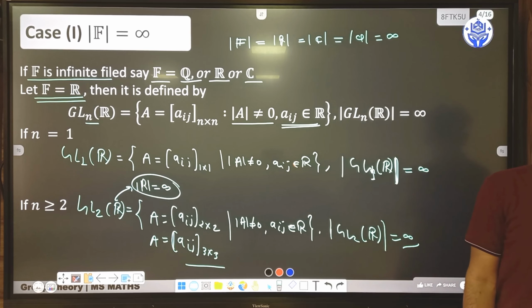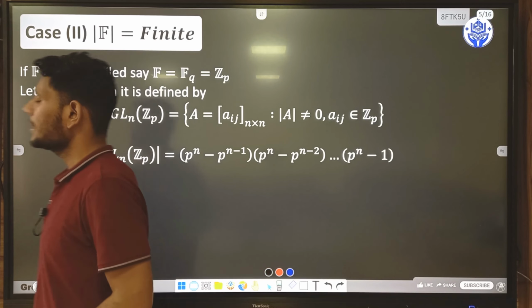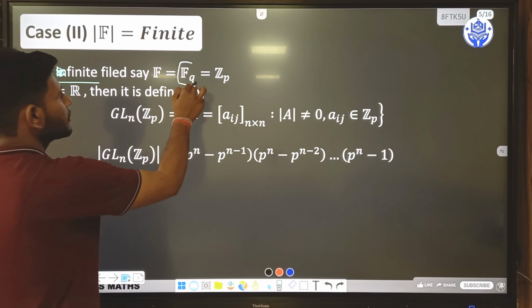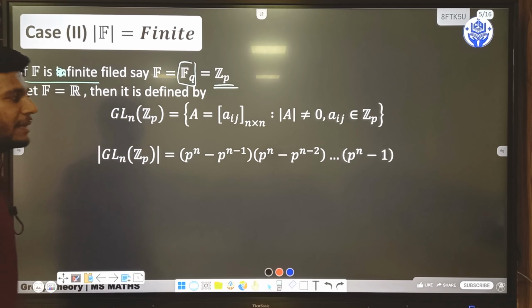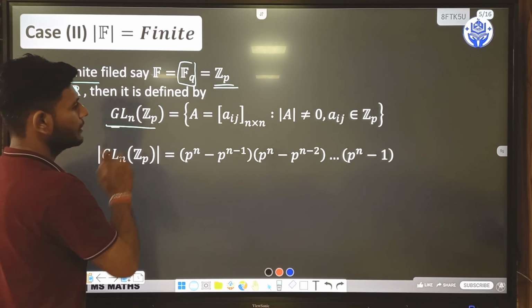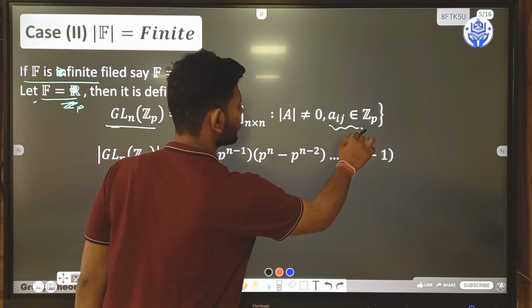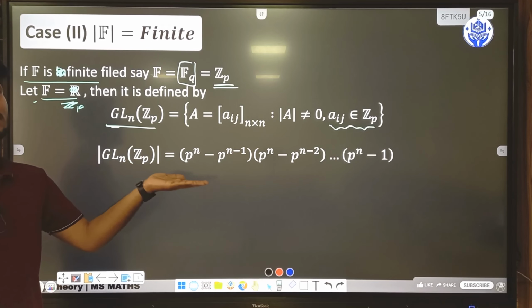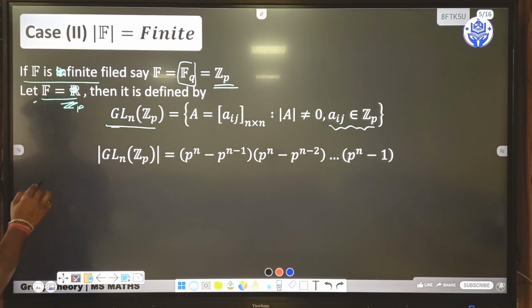Now if I take a finite field, let's say Z_p, I have explained one more concept with you. Let's say any finite, not infinite, field, say F_q, is nothing but Z_p, where p is my prime number. Now let F equal Z_p; then it is defined by GL_n of Z_p, where the only change is the field, that is Z_p. Now in this case, the order, or cardinality, of this is going to be this, whatever.